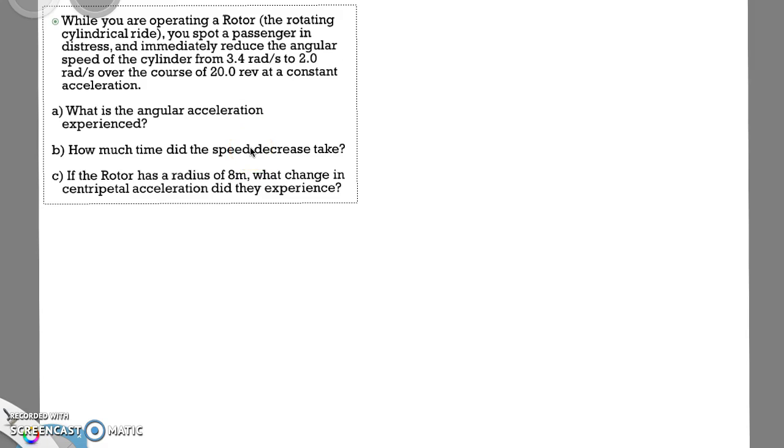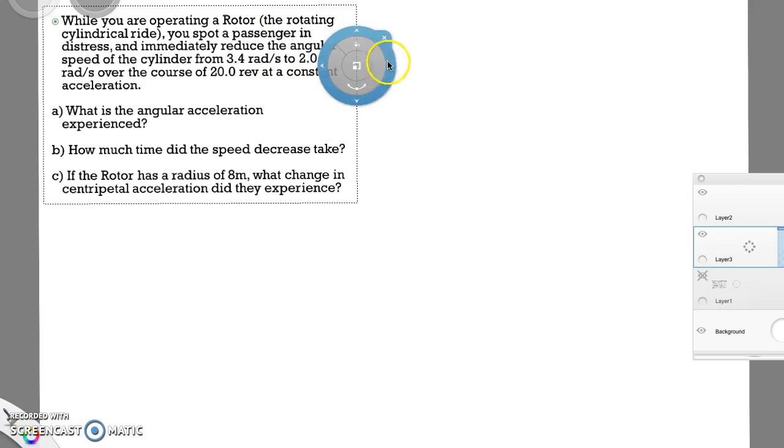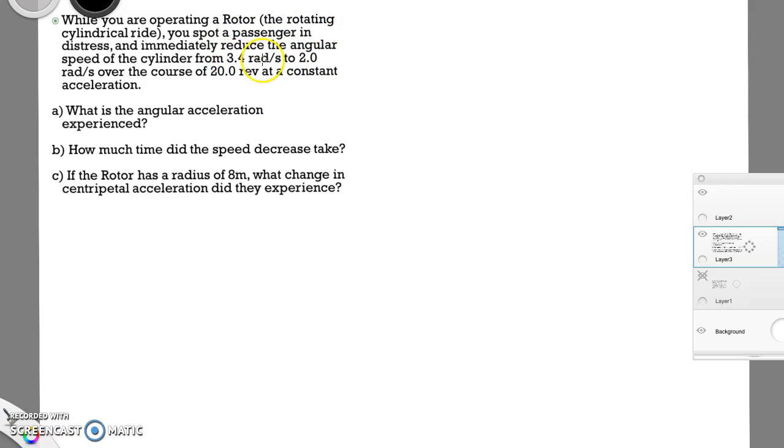Alright, so last one we're going to do, we're operating a ride called the rotor, in which people spin around in circles really fast. And we see a passenger in distress. Probably they're starting to feel a little bit sick. And so we're going to slow down from 3.4 radians per second to 2 radians per second, and throughout that time, while it's slowing down, it's going to actually travel 20 revolutions before it slows down that much. So it asks about what the angular acceleration is.